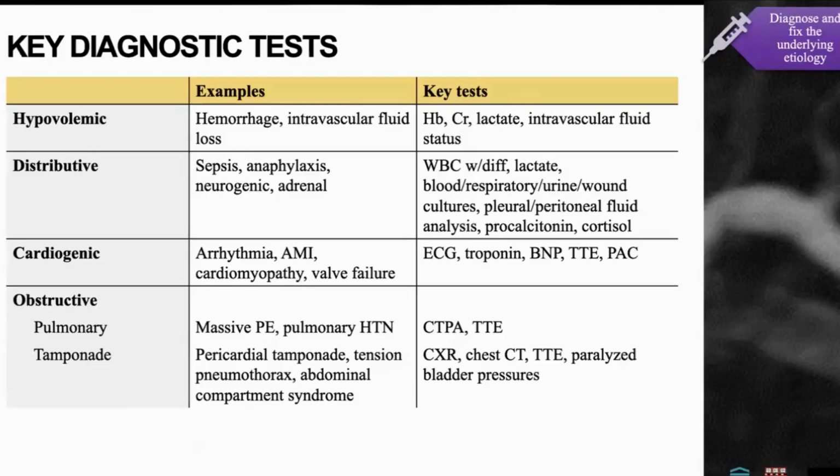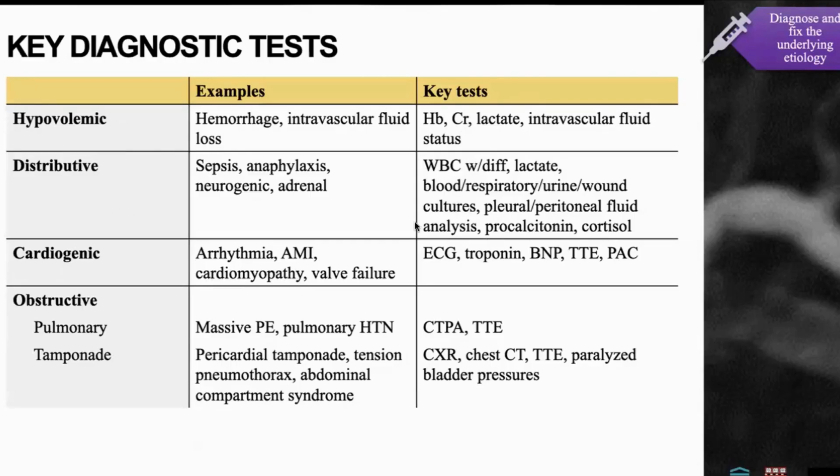We should at some point talk about differentiating shock in general and how to diagnose shock in general. That's a different topic for a different day. For distributive shock, you're really thinking of sepsis. So these are all the sepsis labs that you should get, infection labs, and also things like cortisol, procalcitonin.